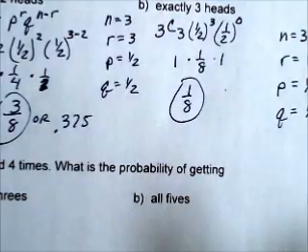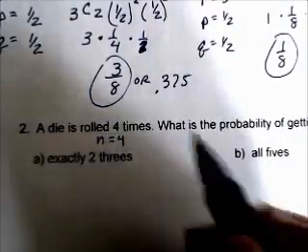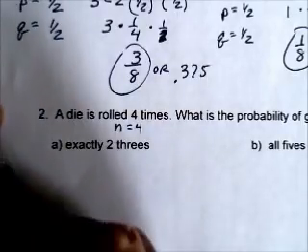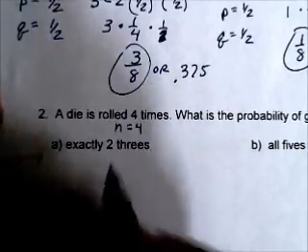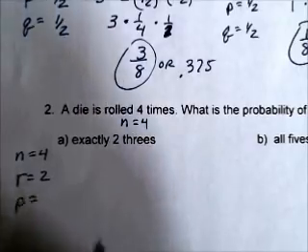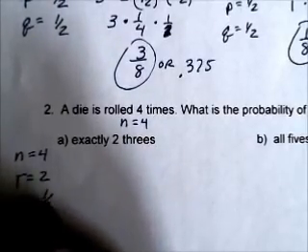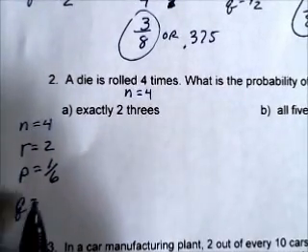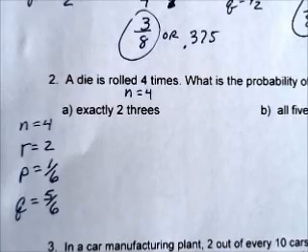Our next example, we're looking at a die is rolled 4 times. So right away, a die is rolled 4 times, so our n value is 4. What is the probability of getting A, exactly 2 3s? So n is 4. The number of successes, r, is 2. The probability of success, lowercase p, is when you roll a die, what is the probability that you get a 3? It's 1 out of 6. So the probability of failure, the q value, would be 1 minus 1/6, or 6/6 minus 1/6, which is 5/6. Your p plus your q value would always add to 1.